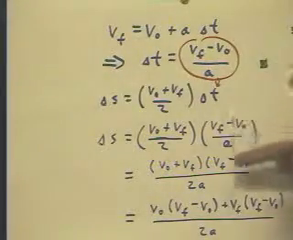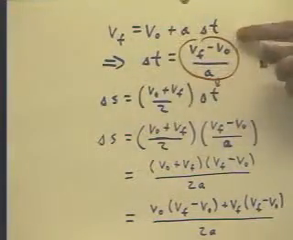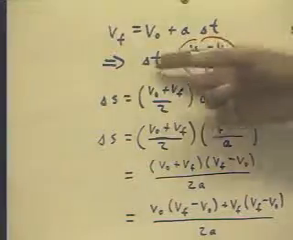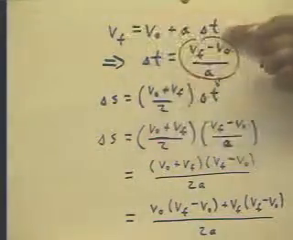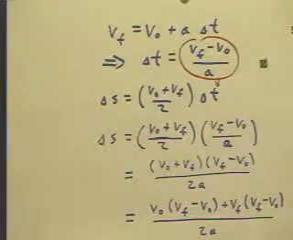Here's the derivation of the equation we just had. We've got Vf equals V naught plus A delta T. This is one of our two most fundamental equations. We solve this for delta T, we get Vf minus V naught over A.